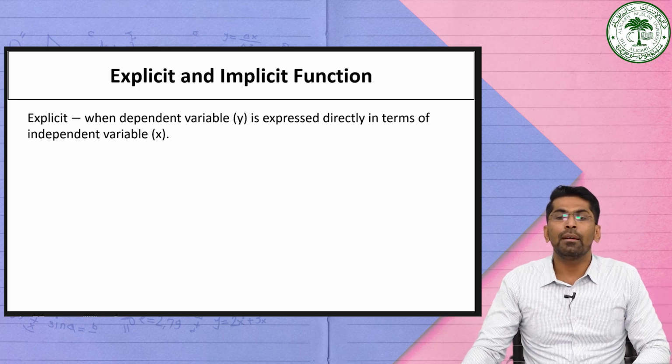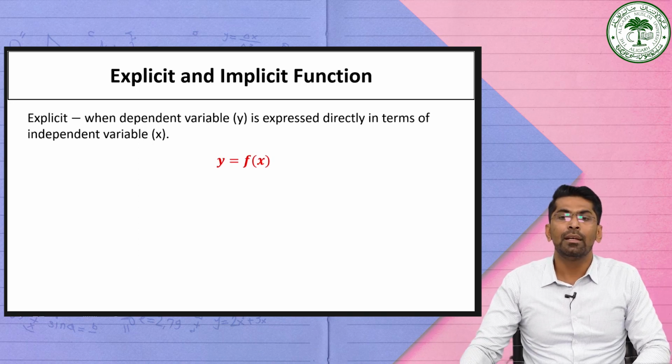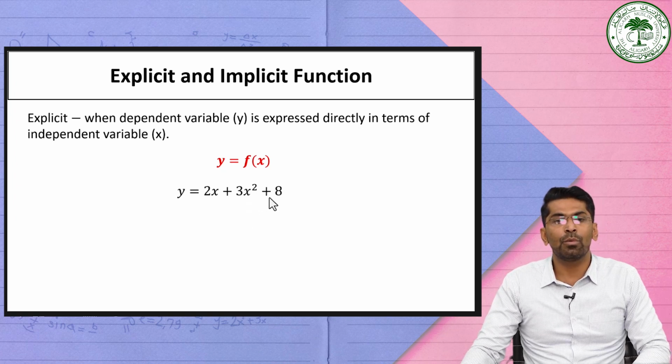Mathematically, we can write the explicit function as y is equal to function of x. Here, y is the dependent variable and x is the independent variable. For example, y is equal to 2x plus 3x square plus 8. Here the relationship between the dependent variable and independent variable is expressed explicitly. That is the most important criteria.